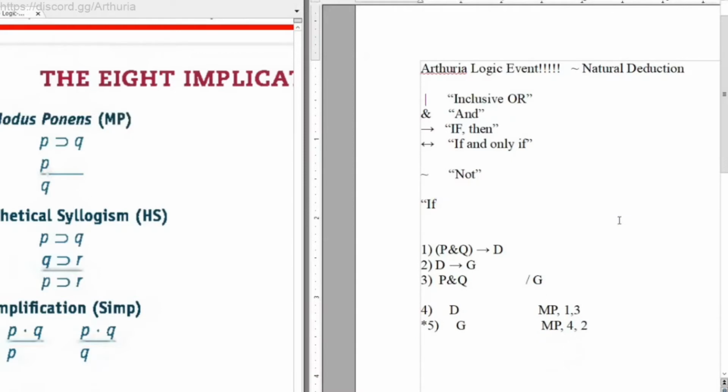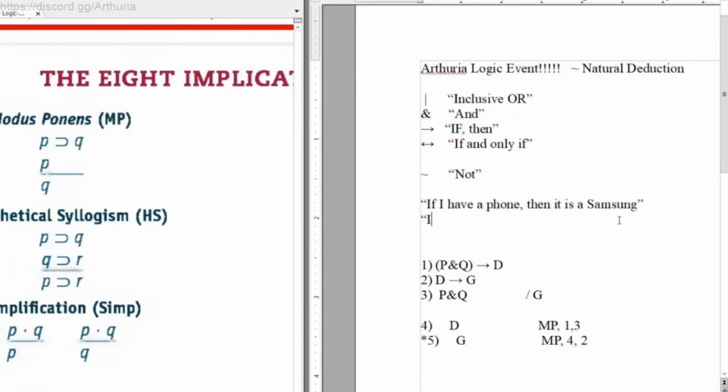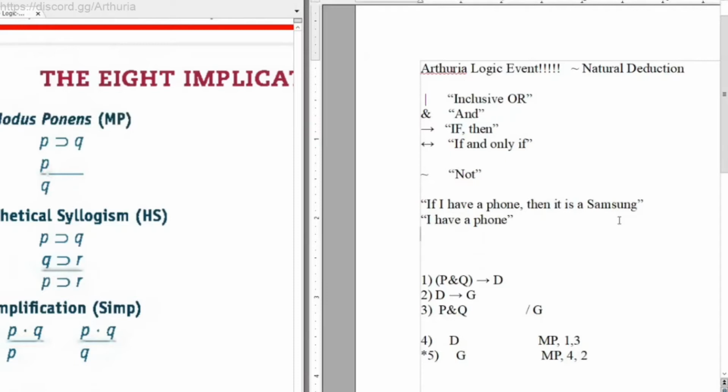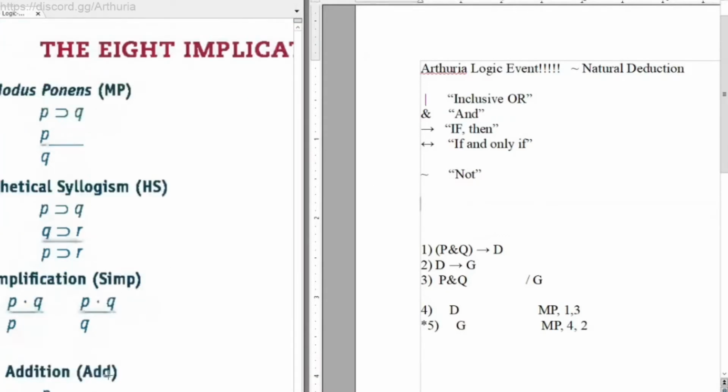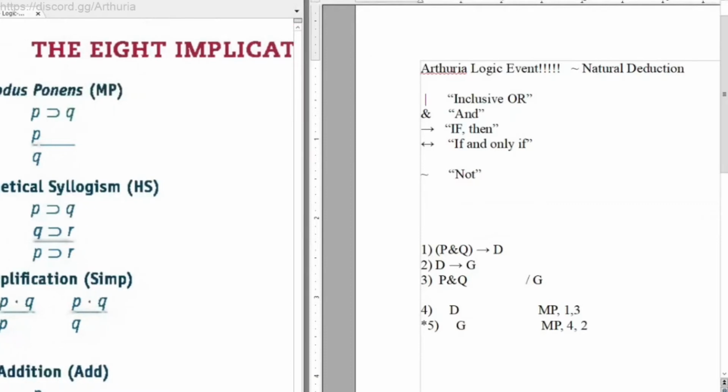Oh, okay. Yeah, so you could say if I have a phone, then it is a Samsung. I have a phone. Therefore, it is a Samsung. So it's kind of like a math equation, but with English. Okay, this makes sense. Yeah, correct. Exactly. That's how modus ponens works. I learned more in this one sentence than I did in all of my online school. I feel like I'm learning more, for sure.